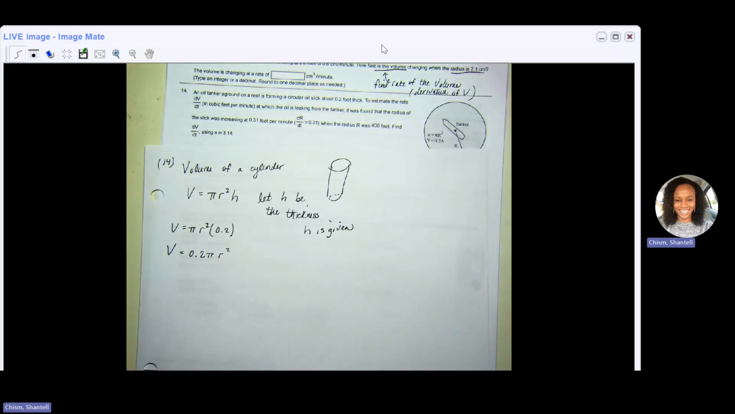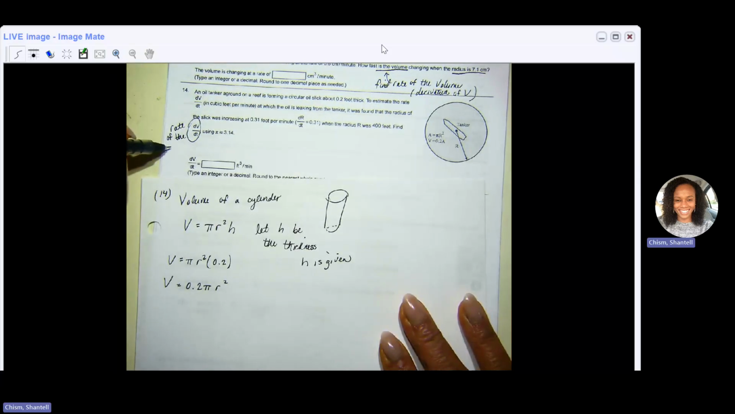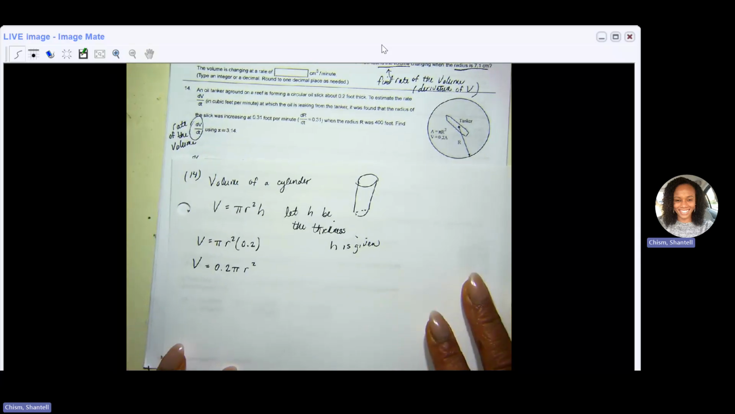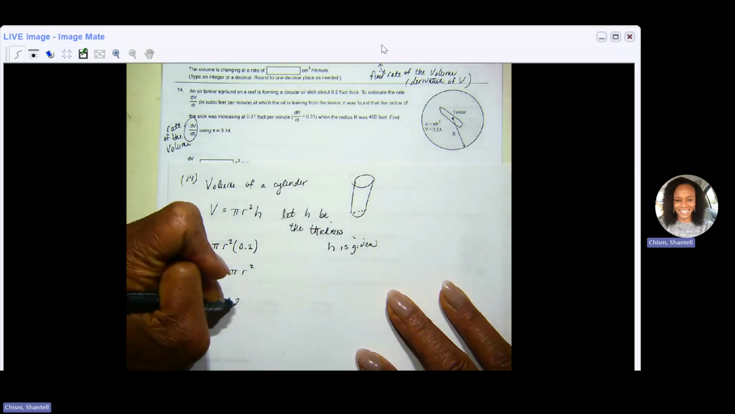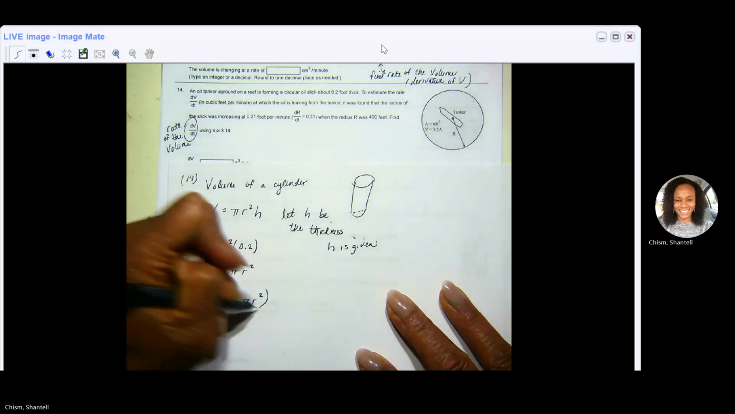All right. So I'm going to differentiate this, because keeping in mind, we want to find dV over dt. We want to find the derivative of the volume, the rate of the volume. That is essentially what dV over dt is. So we're going to differentiate it. So let's take the derivative with respect to t of v equals 0.2 pi r squared.